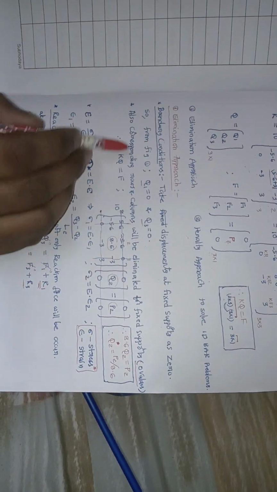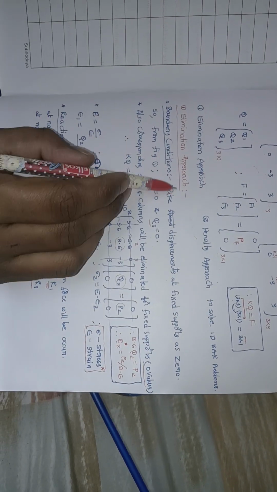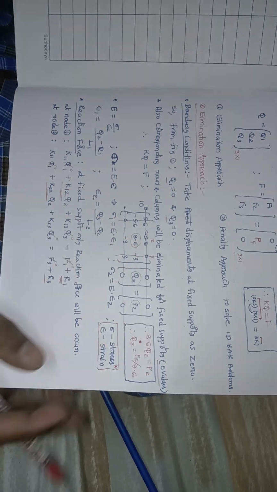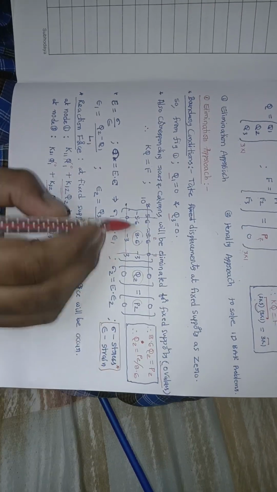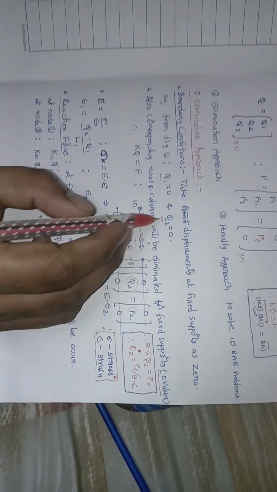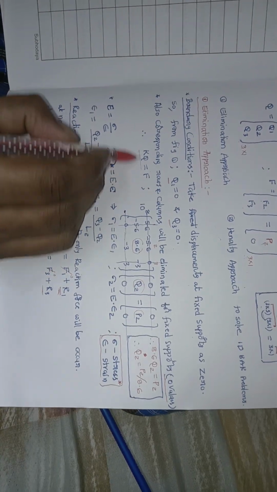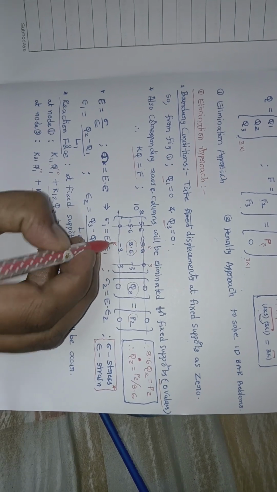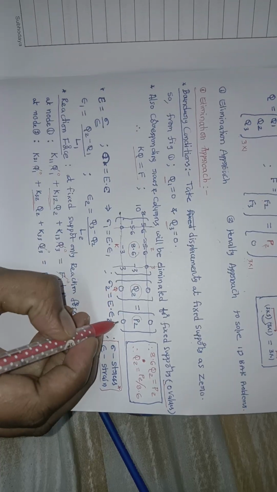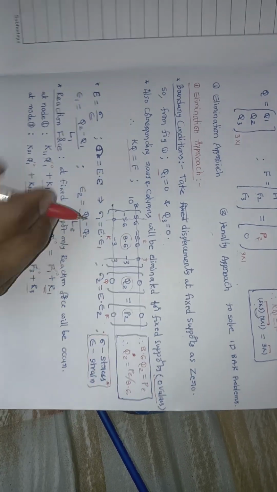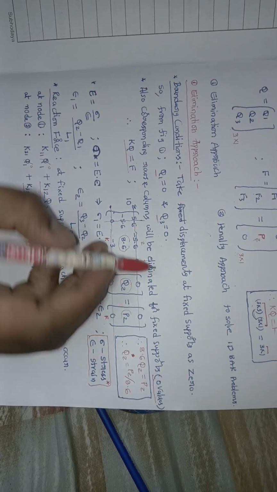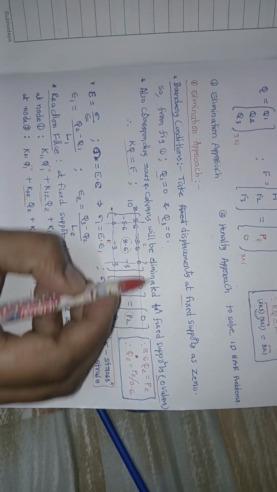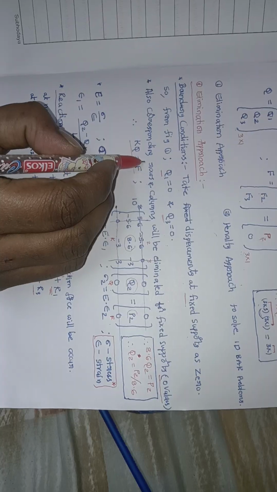Then also, while doing the elimination approach, you have to cancel the rows and columns. You have to eliminate all the rows and columns corresponding to the 0 values. So from this formula KQ = F, this is capital K, this is Q, and this is F. So in this formula, as I told earlier, all corresponding rows, that means at fixed supports, you have to eliminate rows and columns.